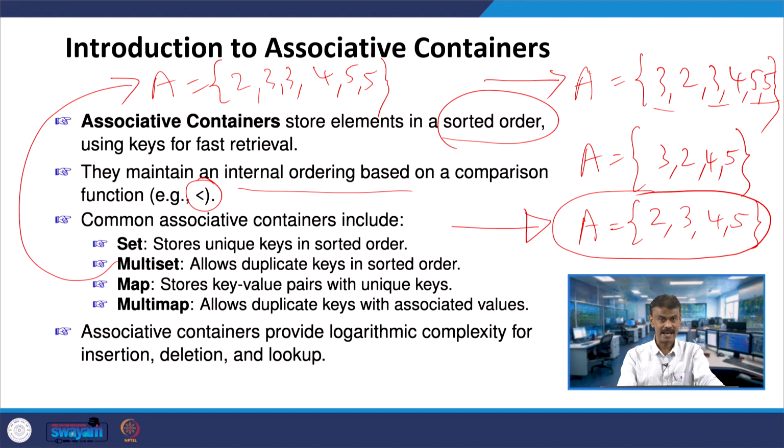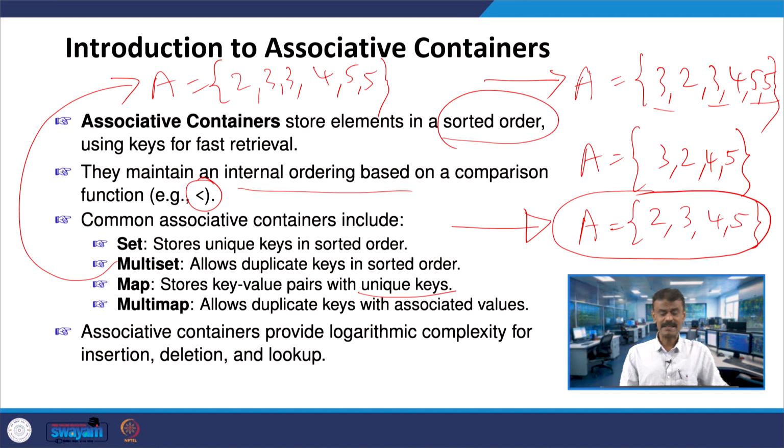So, it will have a pair of values, let us say 2 values, and it will have the unique keys concept as well. And the next one is a multi-map. Here duplicates are also allowed, so it allows duplicate keys with associated values.